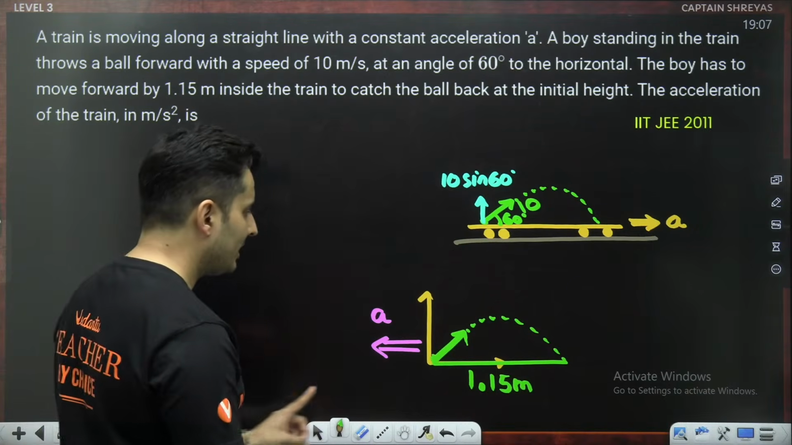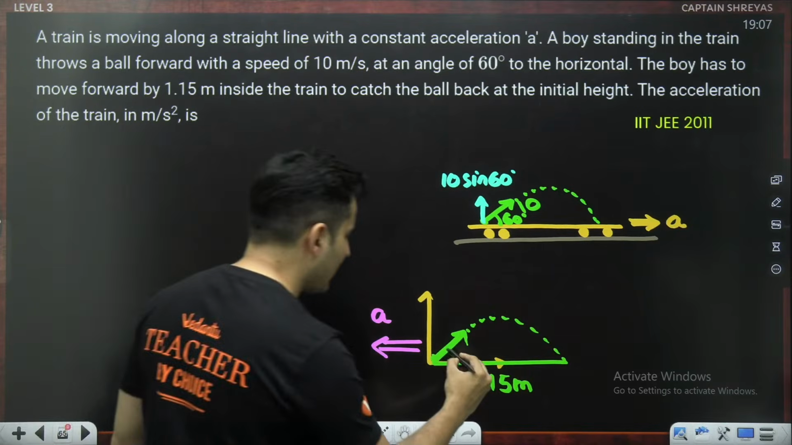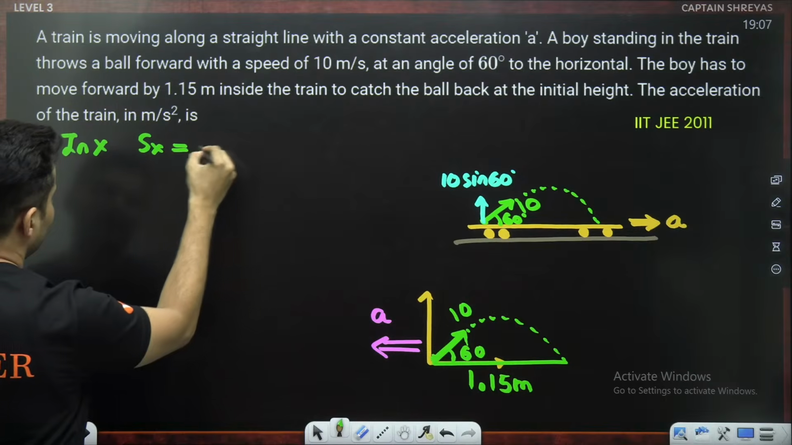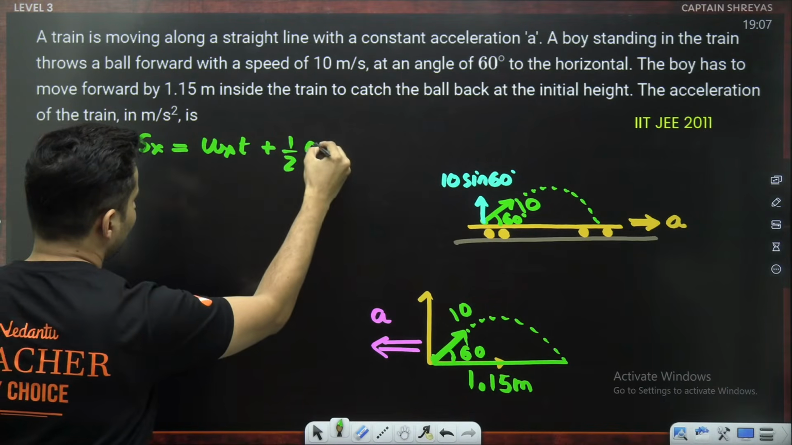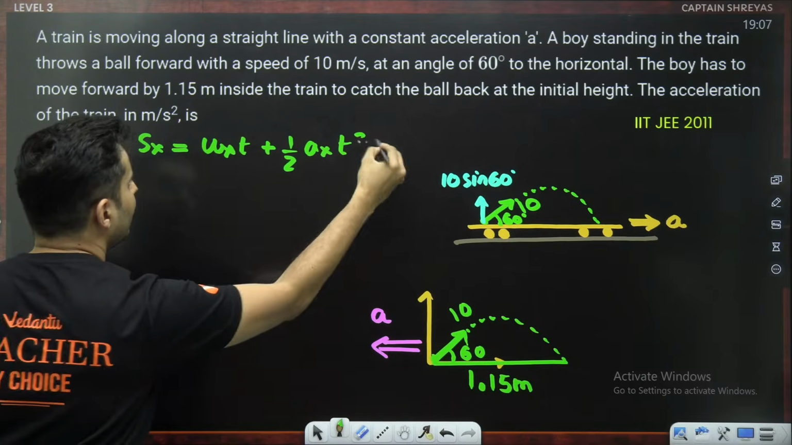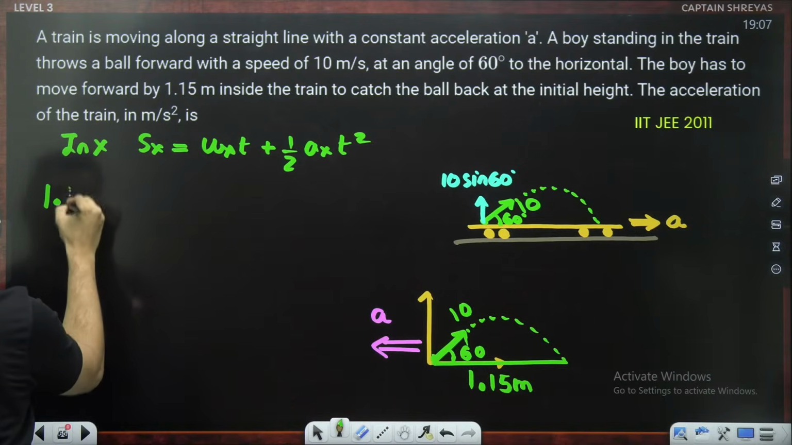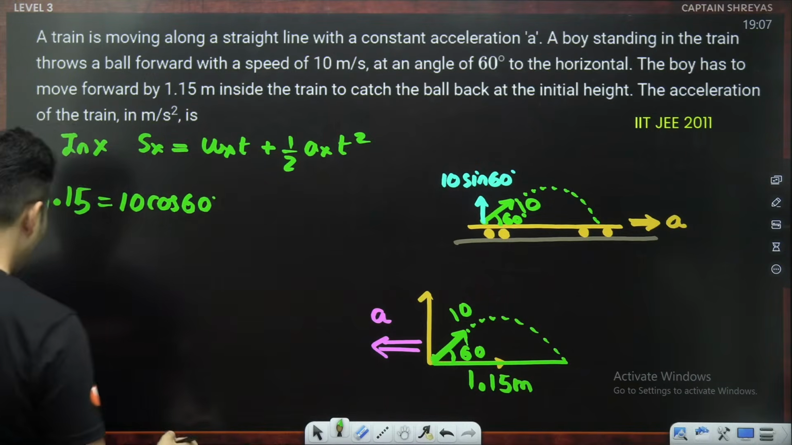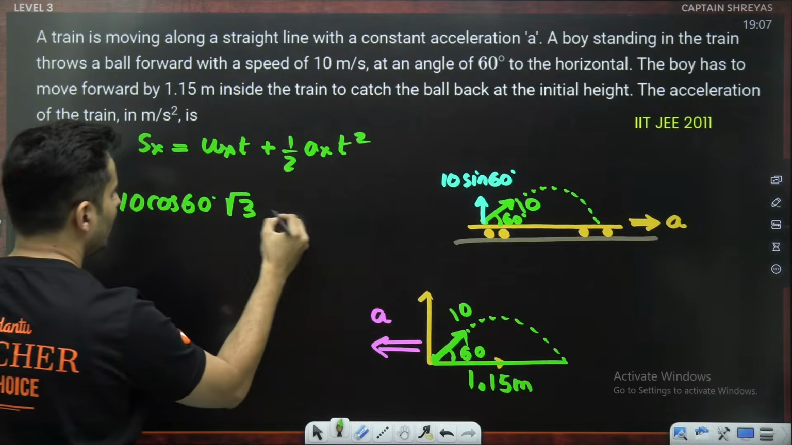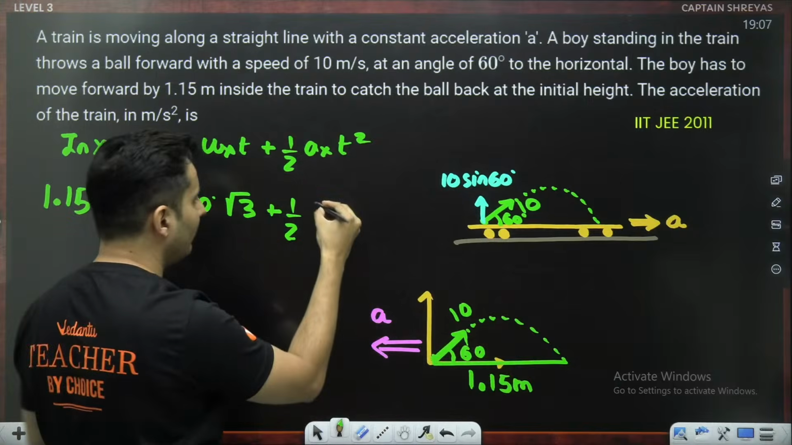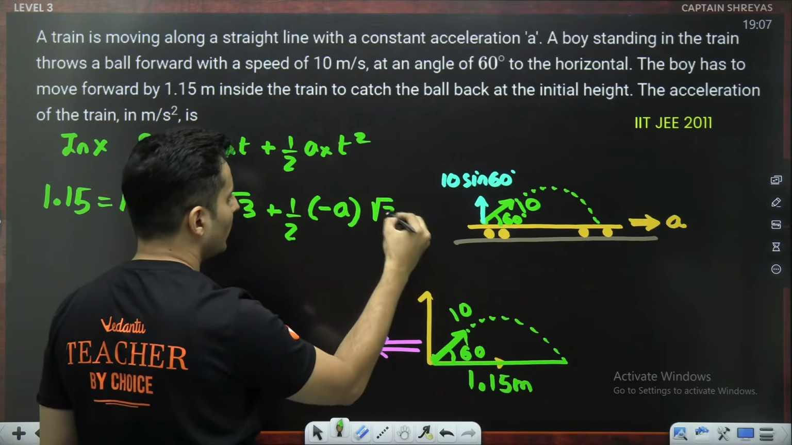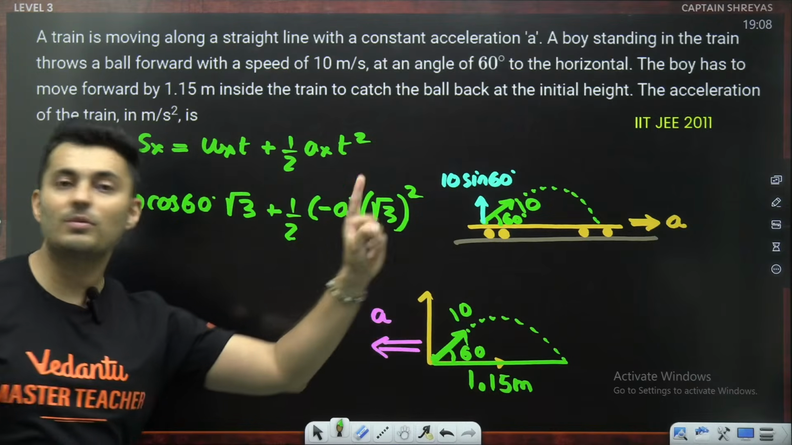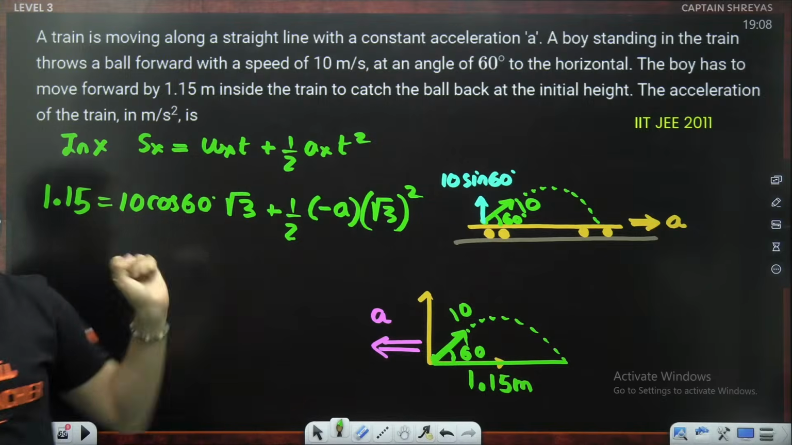So now let's use the X direction motion. This is 60 degrees, this is 10. In the X direction, Sx is equal to ux t plus half ax t squared. X displacement is 1.15. Initial velocity in the X is 10 cos 60. Time, we just figured it out, was root 3, plus half. Acceleration is in the negative direction, so minus a into time, and time was root 3, so root 3 squared. That's the equation that I will use. This understanding of this diagram is very, very important, else you will get a completely wrong answer. Now you just solve it.